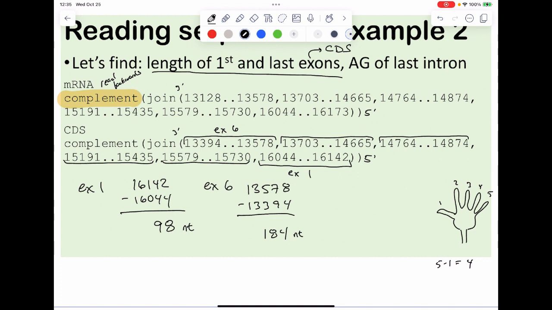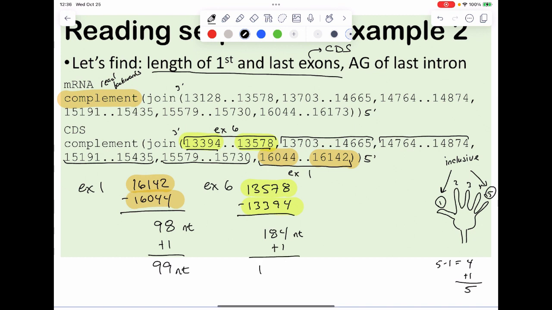So how can we make this work where we have the math right? It turns out the numbers 1 and 5 are what we call being inclusive, meaning they are part of the count. So if my ends turn out to be inclusive, meaning they are part of what I'm counting, what I need to do is add in a fudge factor of 1. And the result is I get my 5. Because these numbers that I'm highlighting are part of the exons, because they are components of it, I am being inclusive. So to get the actual length, I need to add another nucleotide. I get 99 nucleotides, and I get 185 nucleotides.